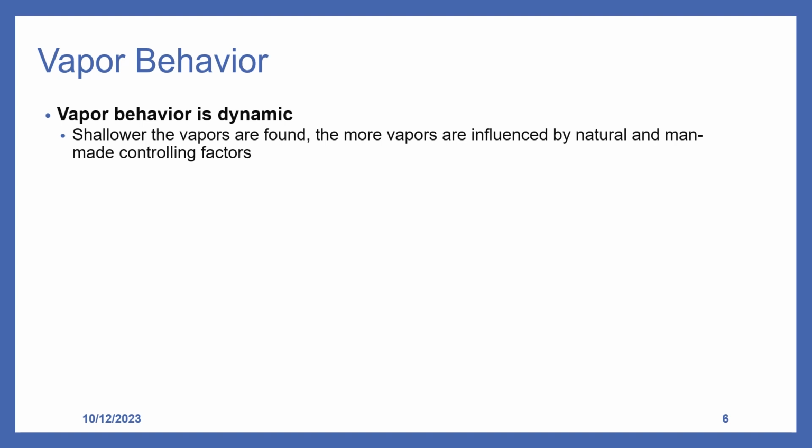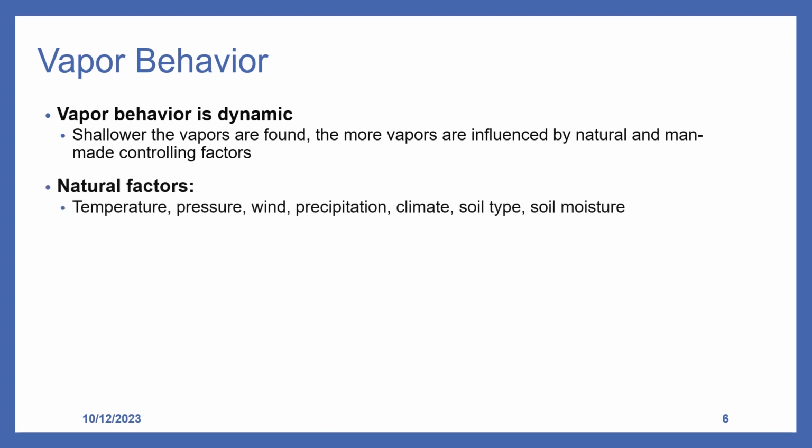In general, the closer we get to a building's foundation and ground surface, the more variability is observed. These variations are due to natural and man-made controlling factors. Some examples of natural factors include temperature, atmospheric pressure, wind, precipitation, climate, soil type, and soil moisture.